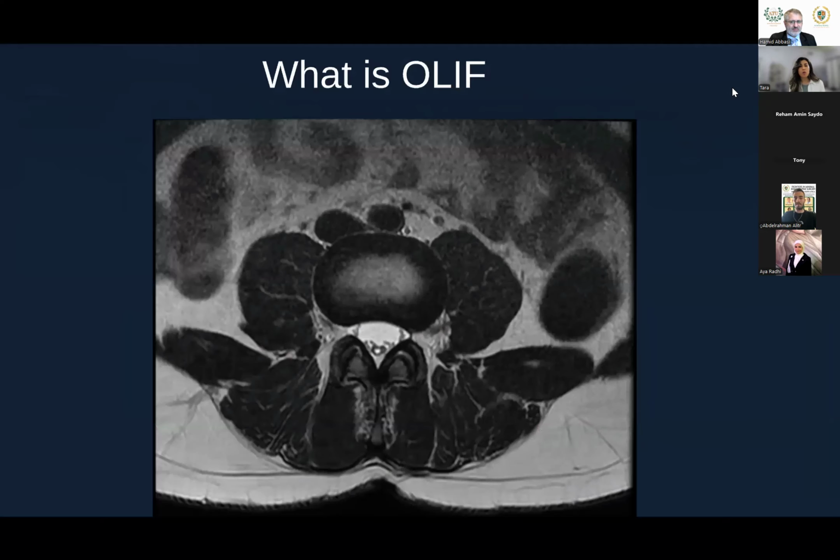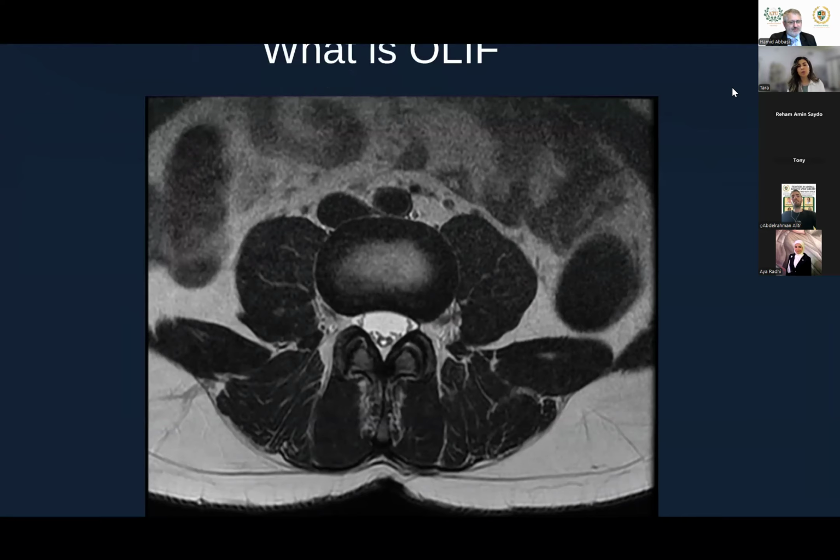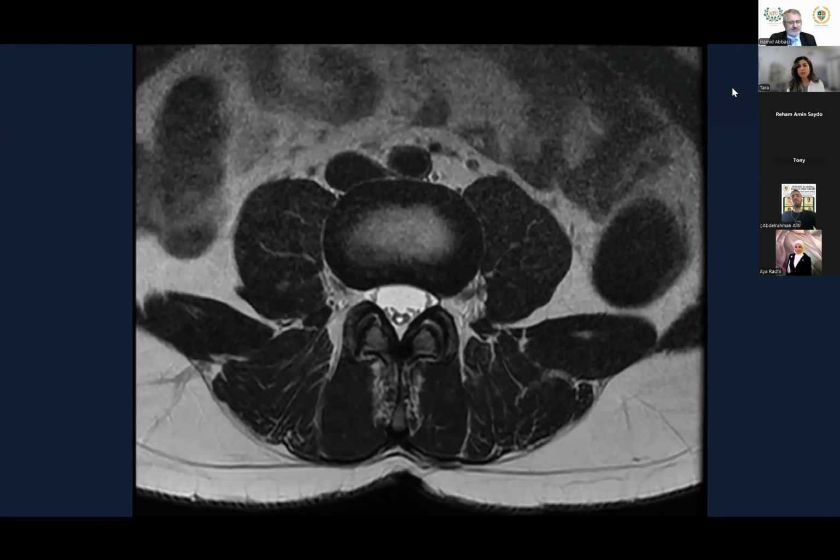So what is OLIF? As I mentioned in the very beginning, to give you a simplified picture, OLIF is a magnified form of the Smith-Robinson anterior cervical approach. It's a minimally invasive approach to the lumbar disc through a plane devoid of muscles.